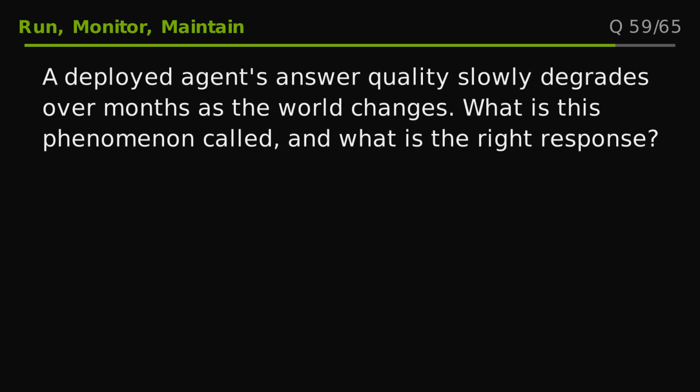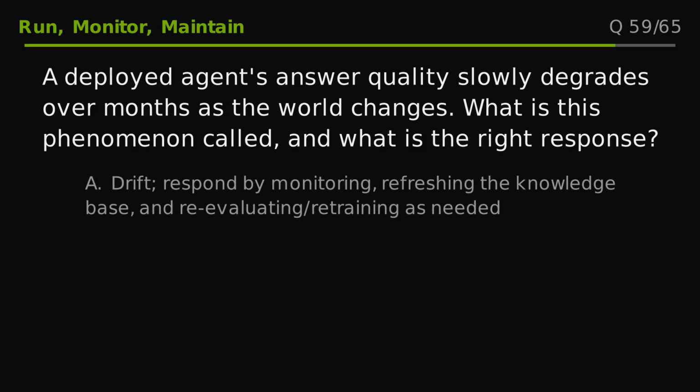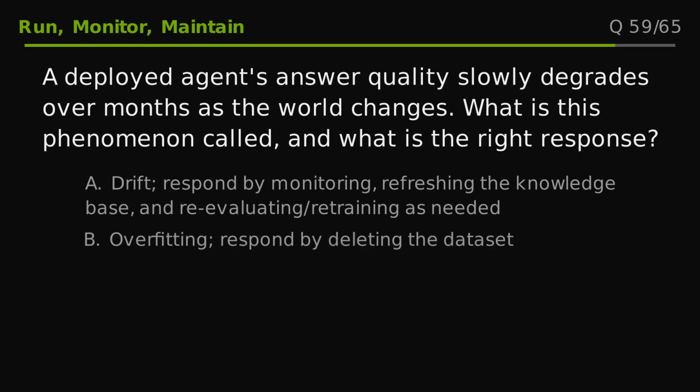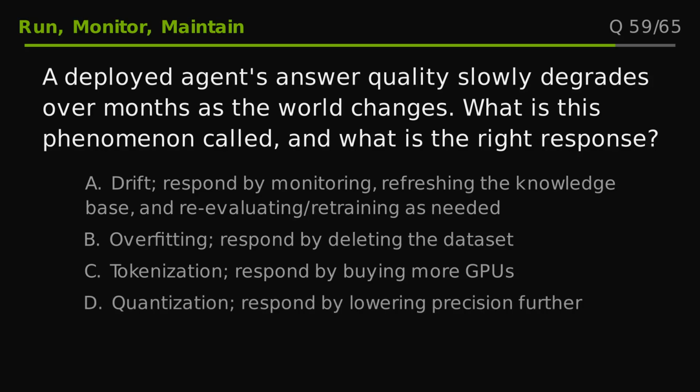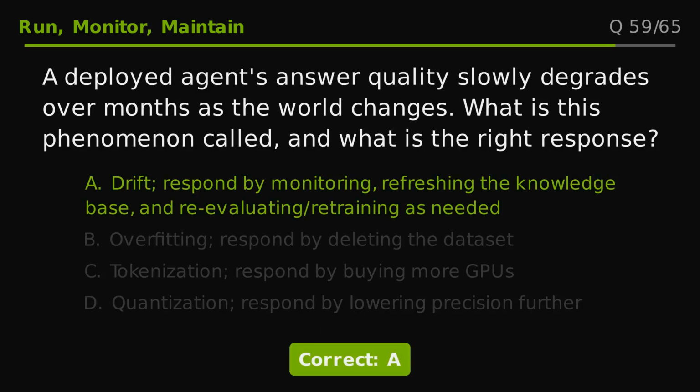Question 59. A deployed agent's answer quality slowly degrades over months as the world changes. What is this phenomenon called, and what is the right response? Option A. Drift. Respond by monitoring, refreshing the knowledge base, and re-evaluating or retraining as needed. Option B. Overfitting, respond by deleting the dataset. Option C. Tokenization, respond by buying more GPUs. Option D. Quantization, respond by lowering precision further. The correct answer is A.